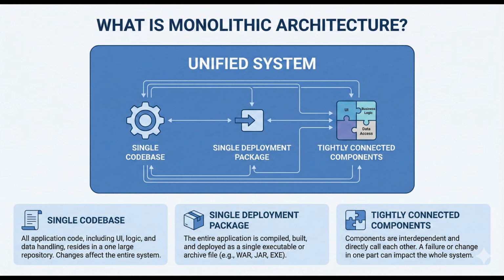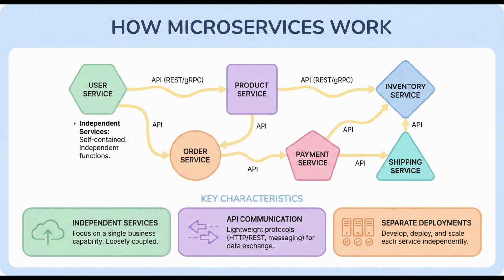Microservices, on the other hand, take that big system and split it into smaller independent services. Each service focuses on one thing, maybe payments or user authentication or notifications. These services talk to each other using APIs, and the best part is that each one can be deployed, updated, or scaled on its own without affecting the rest of the system.